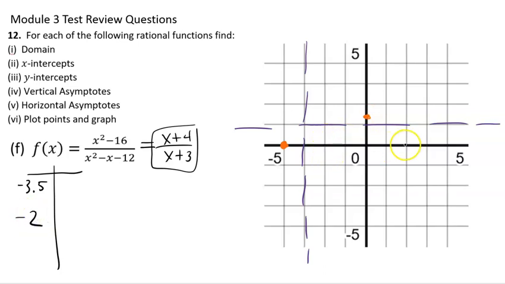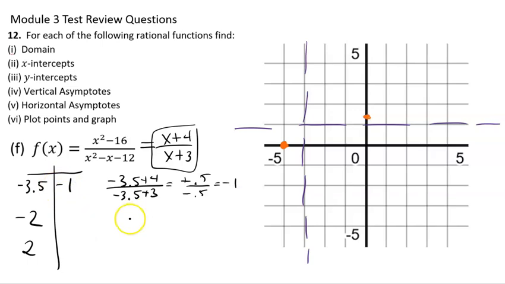And you could even plug in something over here like positive 2. Okay? Extras never hurt anybody. It just takes an extra minute. So negative 3.5 plus 4 in the numerator, and then negative 3.5 plus 3 in the denominator. And that gives me positive 0.5 in the numerator and negative 0.5 in the denominator, which is negative 1. So at negative 3.5, I get negative 1.